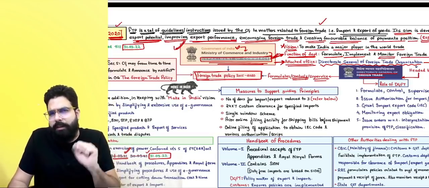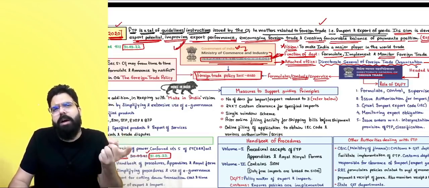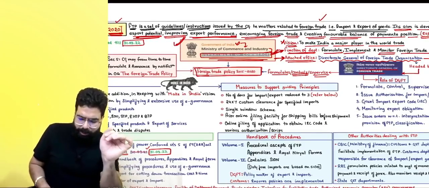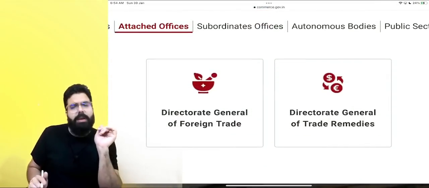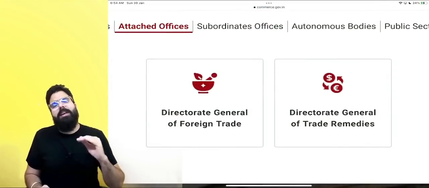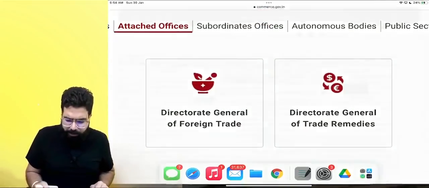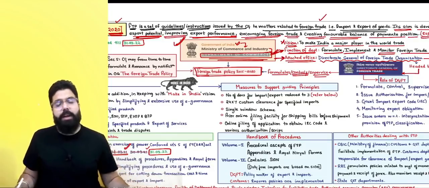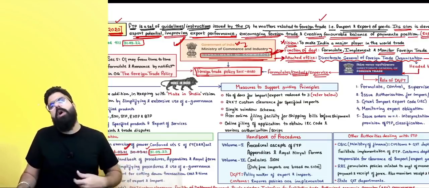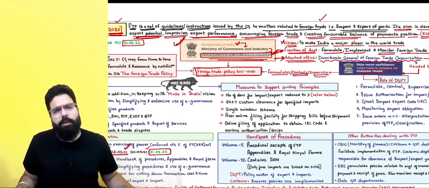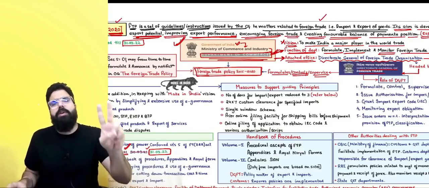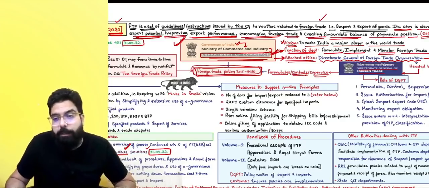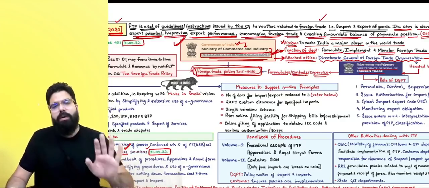In the Ministry of Commerce there is the Department of Commerce. One attached office of the Department of Commerce is the Directorate General of Foreign Trade Organization. This attached office is headed by the person known as the Director General of Foreign Trade, DGFT. Now, the main work of the DGFT is to formulate, control and supervise this foreign trade policy. Who formulates the foreign trade policy? The Directorate General of Foreign Trade.